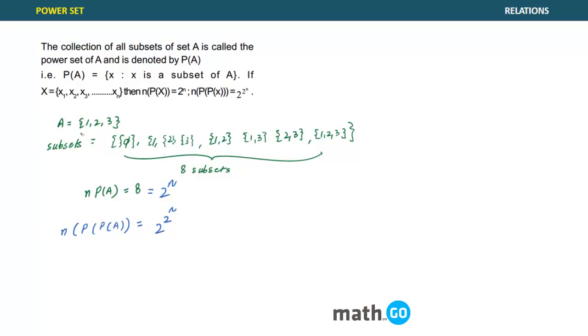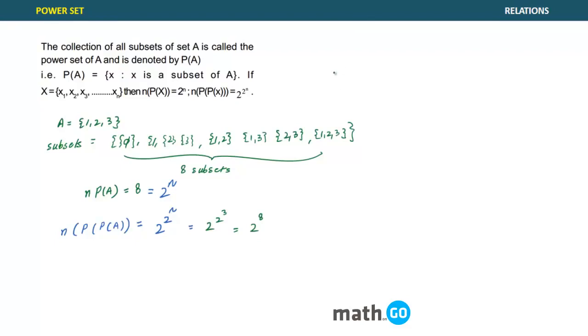So if I ask the cardinality of the power set of power set of A, then what will you say in this particular answer? Yes, it will be nothing but 2 raised to power 2 raised to power 3, right? This is the answer. So it will be nothing but 2 raised to power 8. This is what we were actually looking for in this particular answer.